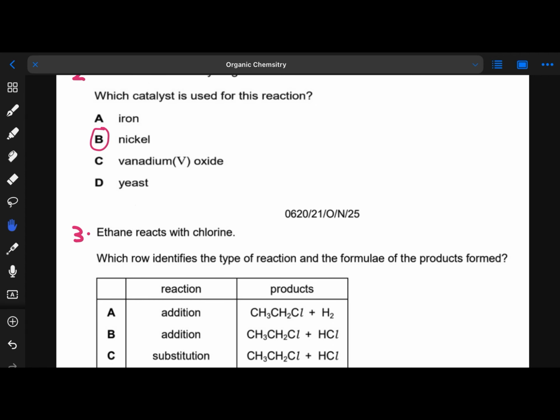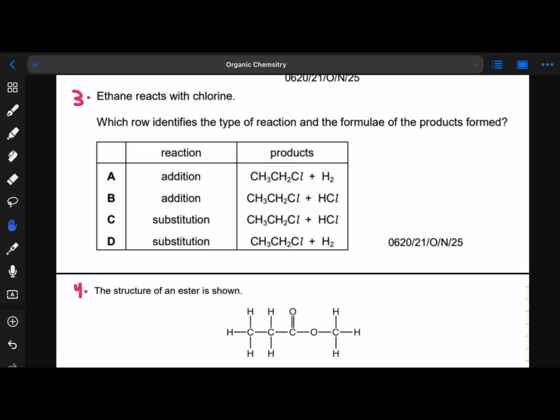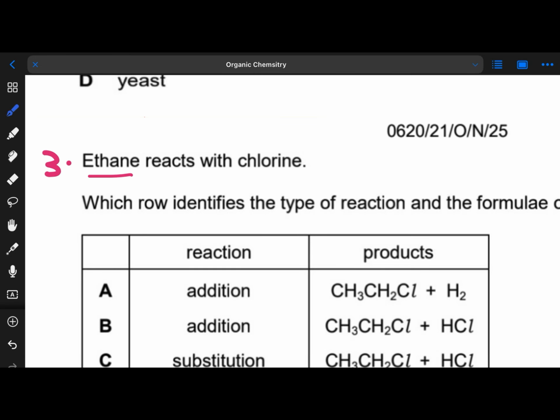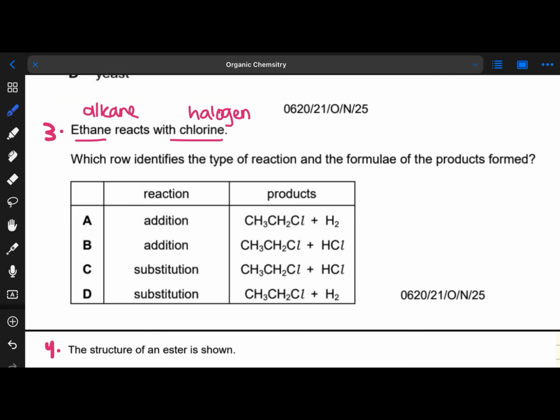Alright, so now let's move on to question number 3. Question number 3 says that ethane reacts with chlorine. Here, ethane is an alkane and chlorine is a halogen. And whenever there is a reaction between an alkane and a halogen, that is always a substitution reaction. And we cannot consider addition reaction correct here.